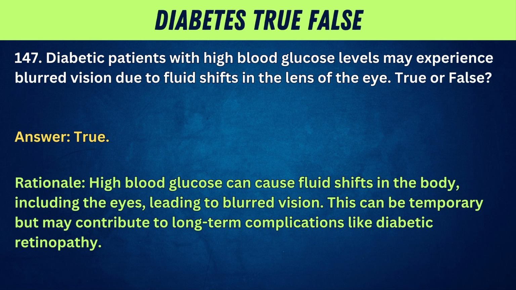147. Diabetic patients with high blood glucose levels may experience blurred vision due to fluid shifts in the lens of the eye. True or false? Answer: true. Rationale: High blood glucose can cause fluid shifts in the body, including the eyes, leading to blurred vision. This can be temporary but may contribute to long-term complications like diabetic retinopathy.